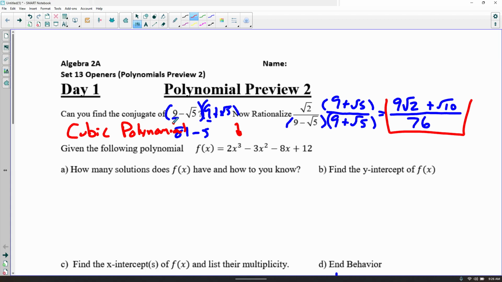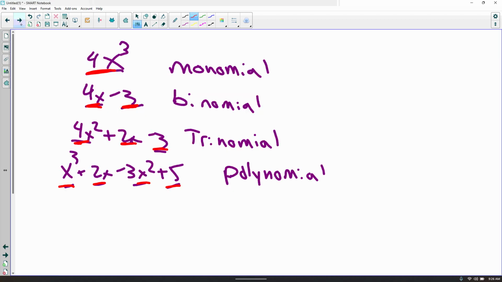Well, if I have 5 terms, 6 terms, 7 terms, it's still a polynomial.